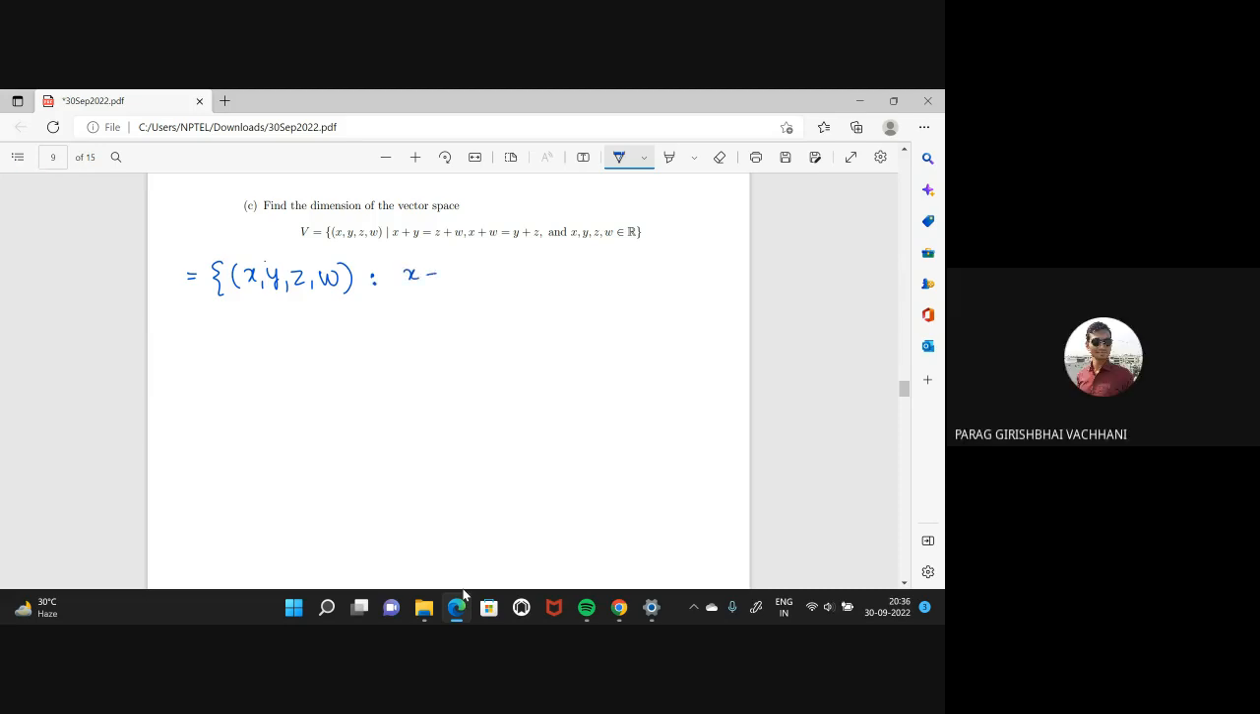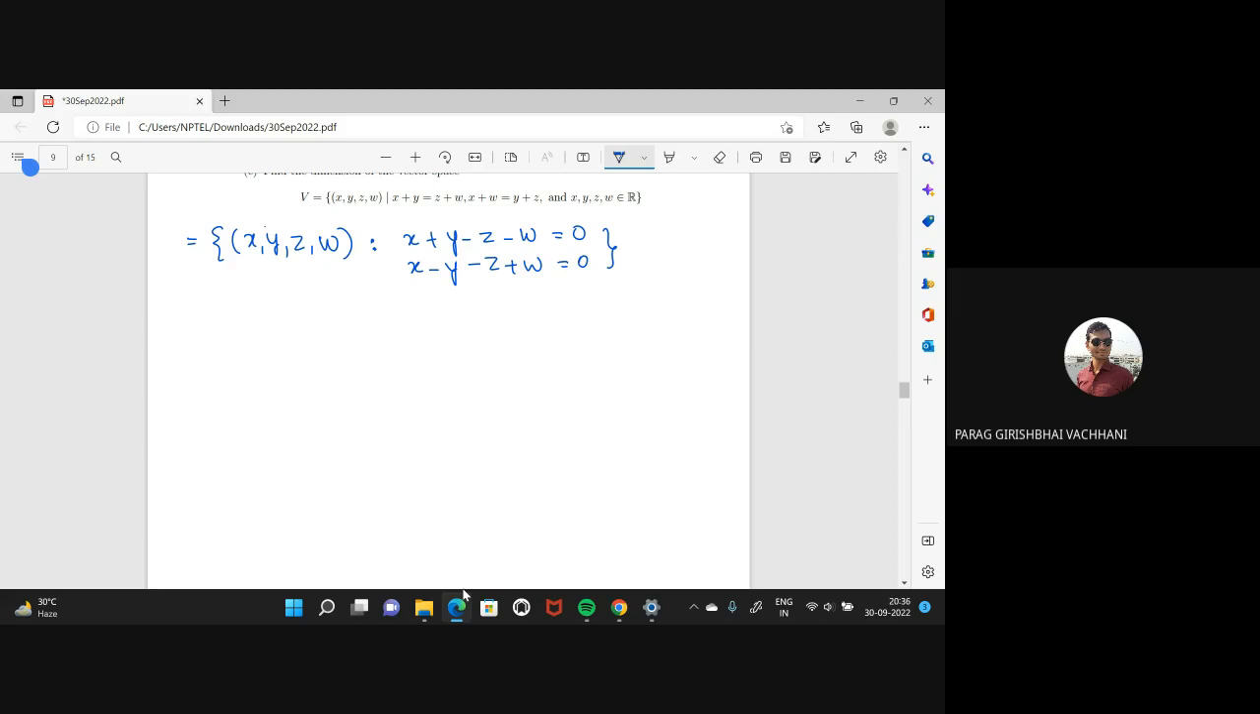Can we quickly solve this problem also, because this is the only one that's left unsolved? Okay, ma'am, let's solve. So what is this set? It is the set of all x, y, z, w such that x plus y minus z minus w is equal to 0, and x minus y minus z plus w is equal to 0. Then what do we do to this system?